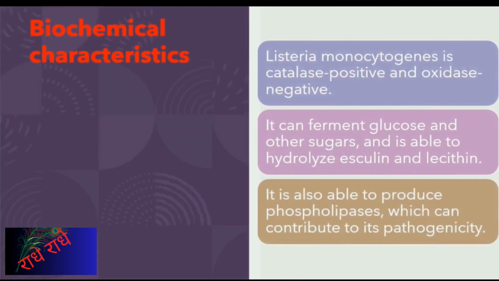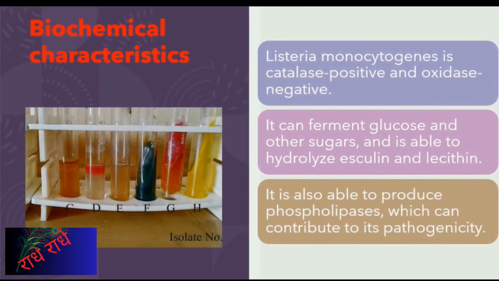Gram-positive, facultative anaerobic, rod-shaped bacterium Listeria monocytogenes possesses a number of biochemical characteristics. It is catalase positive and oxidase negative, able to ferment glucose and other sugars and hydrolyze esculin and lecithin. Moreover, it produces phospholipases, which can contribute to its pathogenicity.